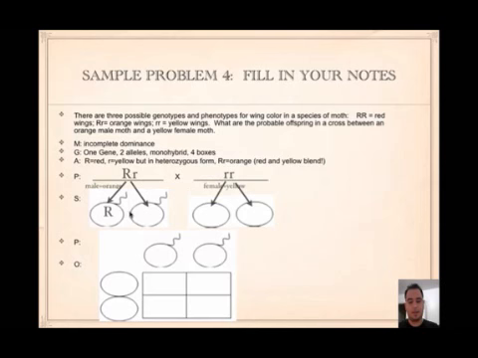Go ahead and segregate. Go ahead, put the sex cells down there. And then fertilize, down and across, down and across, down and across, down and across. It looks like we get 50% orange, 50% yellow.